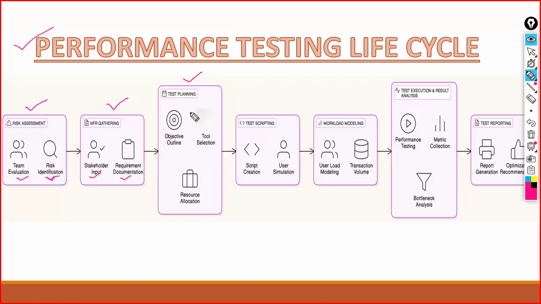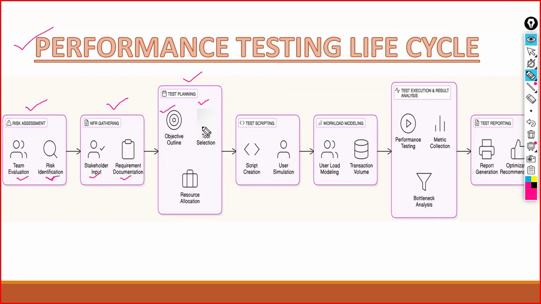test planning stage. In the test planning stage, we give the objective outline for our testing, and tool selection is also done here. In order to do the performance testing, there are multiple tools like LoadRunner, JMeter, NeoLoad, Gatling. There are multiple performance testing tools available in the market. Out of all the tools, which tool is feasible for our application? That we need to understand.